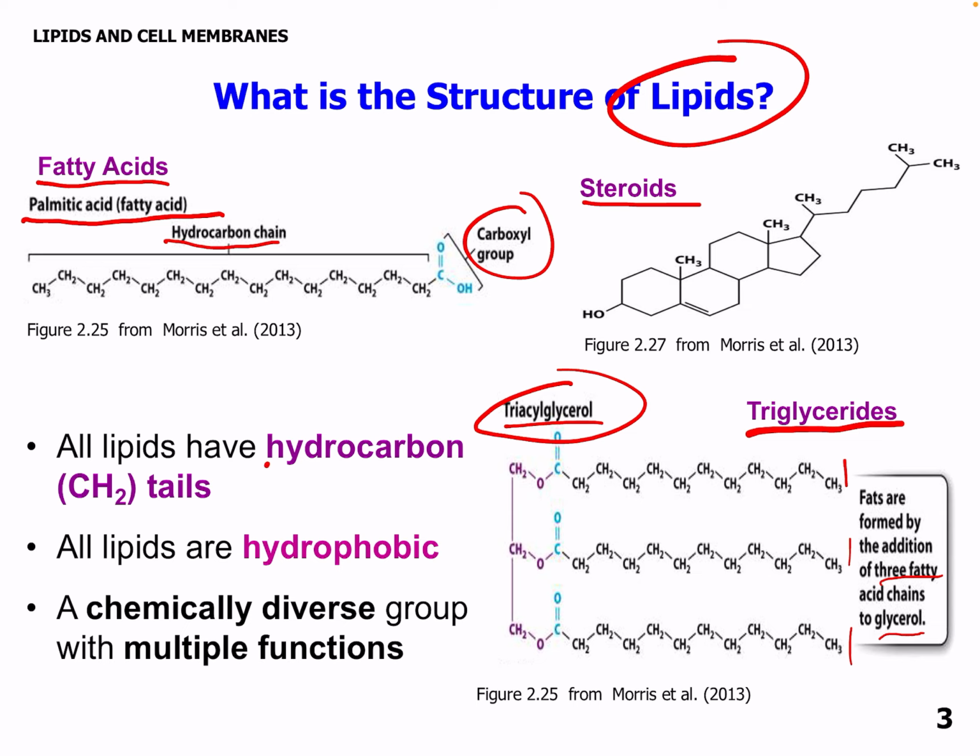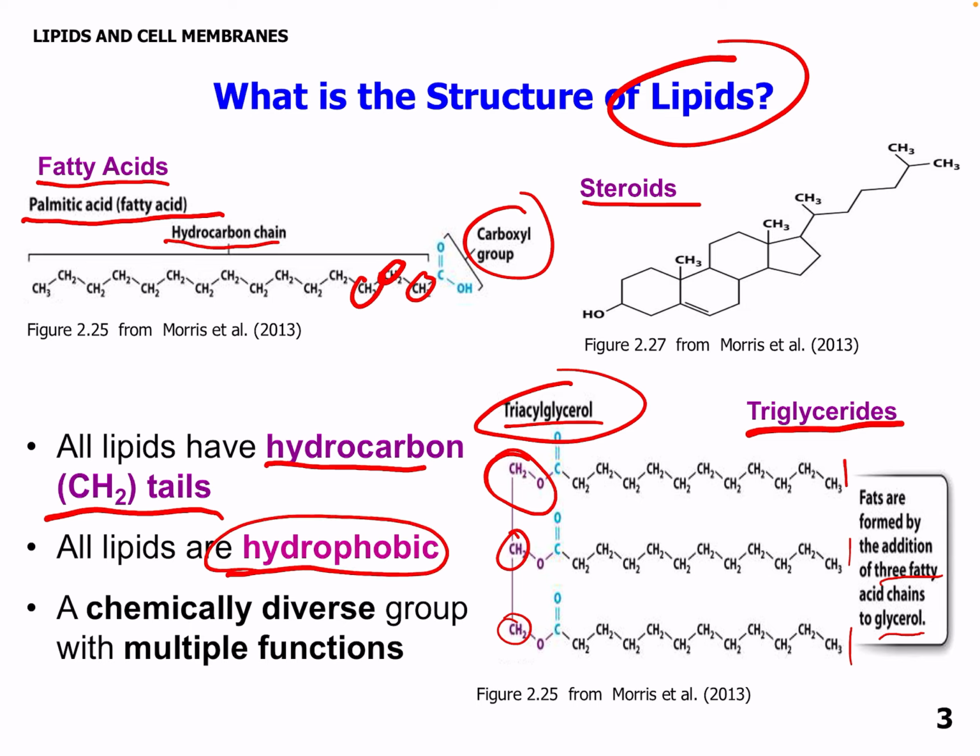All lipids have hydrocarbon tails. These are the CH2 groups. Here we can see CH2, CH2, CH2. All lipids are hydrophobic, so they don't want to be with water. And lipids are a chemically diverse group with multiple functions. As we'll see, lipids are involved in many different things.